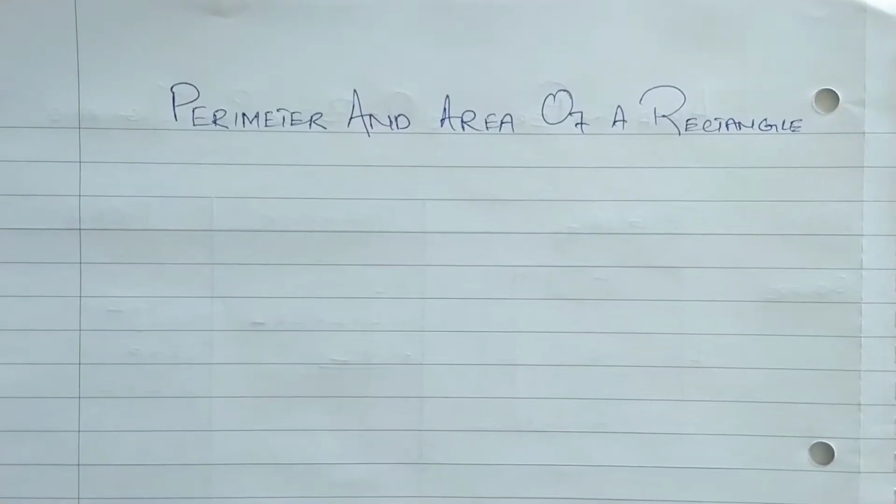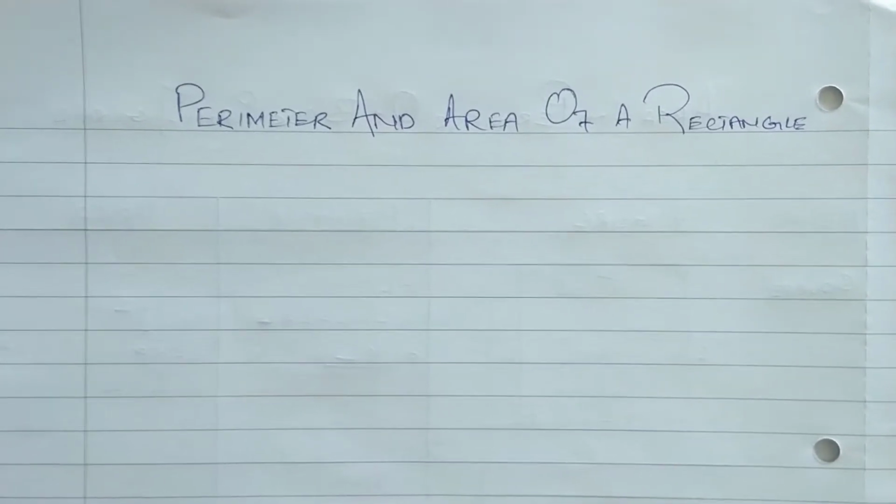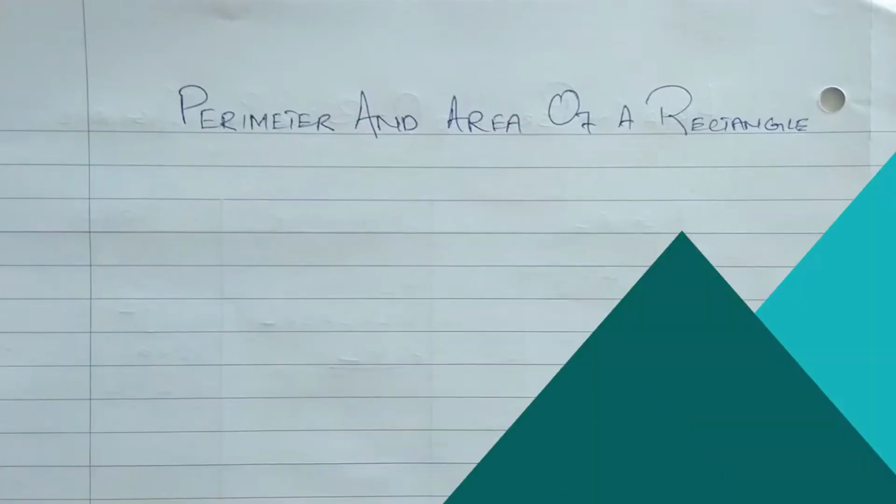Today we'll be solving a problem involving perimeter and area of a rectangle.